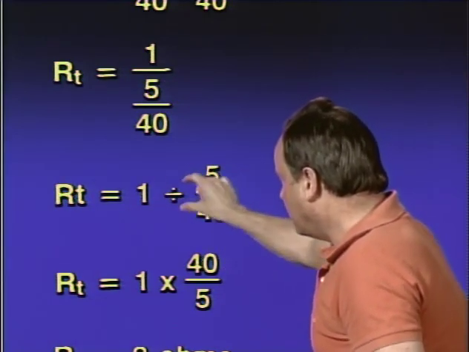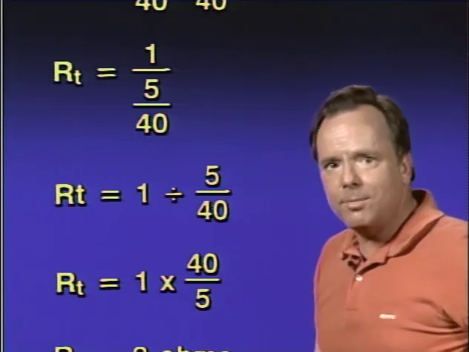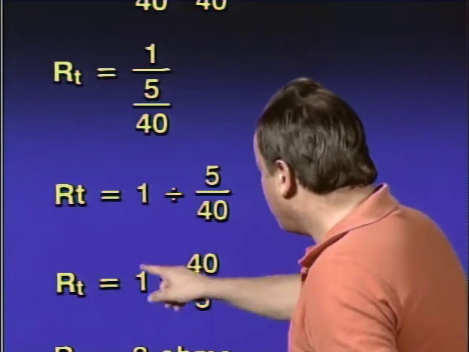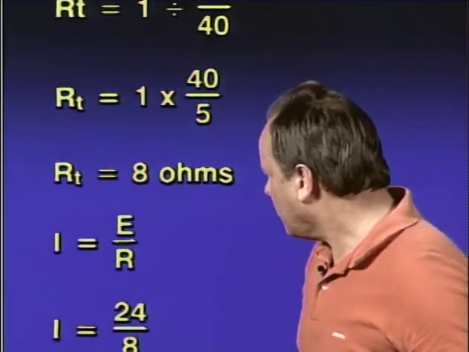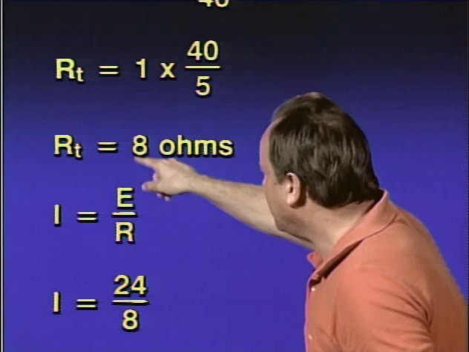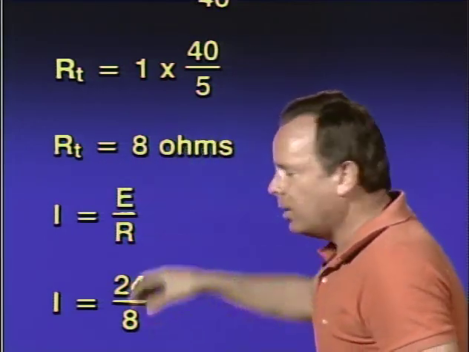And to get rid of that division sign, all we have to do is flip-flop the fraction, and it's 1 times 40 divided by 5, and we can use a calculator for that. And 40 divided by 5 comes out to 8, and the resistance is 8 ohms.